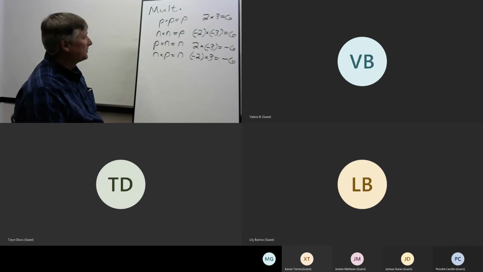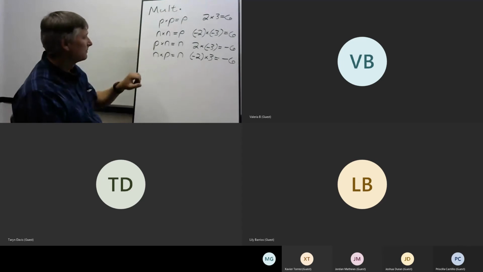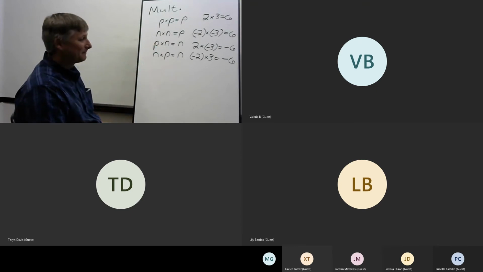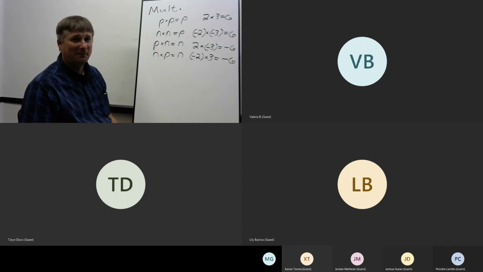So there's a pattern to this. When the numbers are both positive or both negative, you get a positive answer. When it's positive negative or negative positive, you'll get a negative answer. Questions about that?